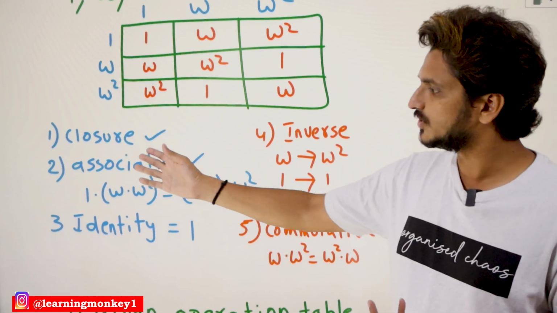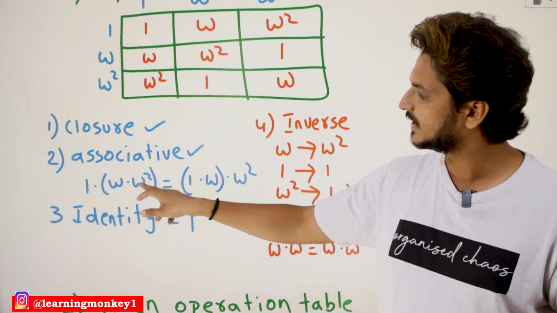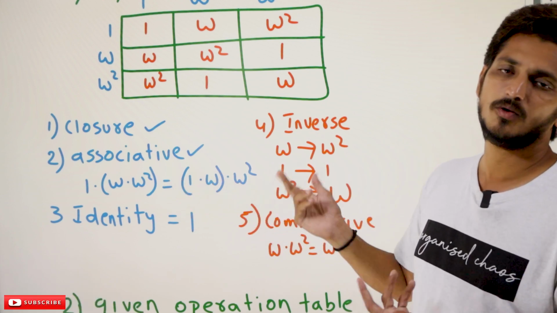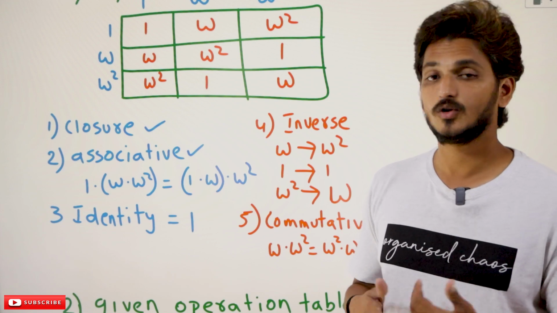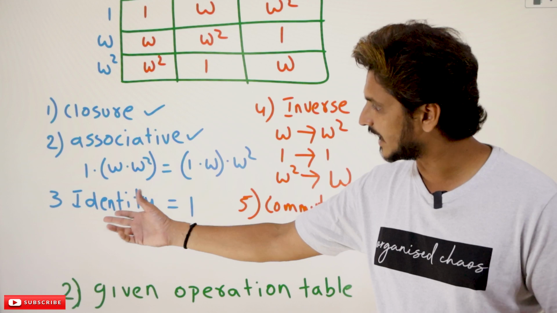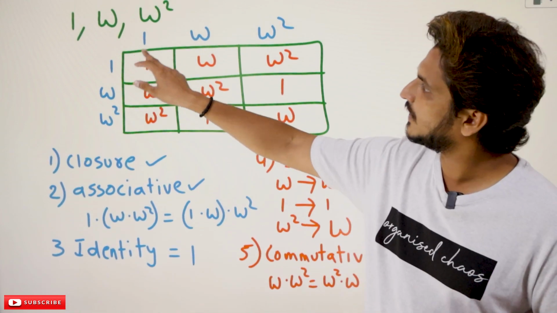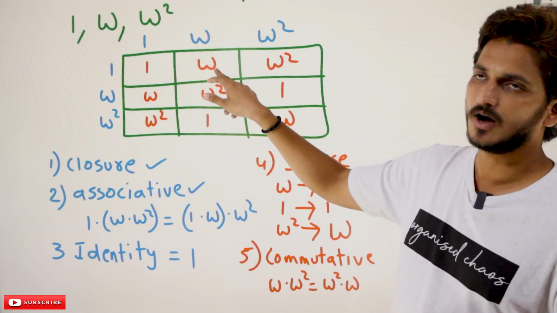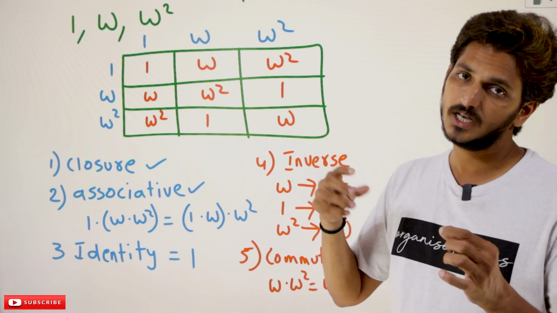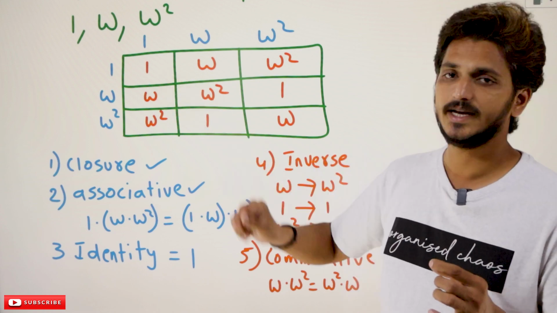Is it associative? Yes. Multiplication is associative. 1 multiplied by omega square is the same as 1 multiplied by omega square. You are going to get the same output. Similarly, do you have an identity element here? Yes, the identity element is there. For multiplication, 1 is the identity element. 1 multiplied by 1 is 1, 1 multiplied by omega is omega, 1 multiplied by omega square is omega square. So you multiply with any number, you are going to get the same number. So 1 is the identity element.